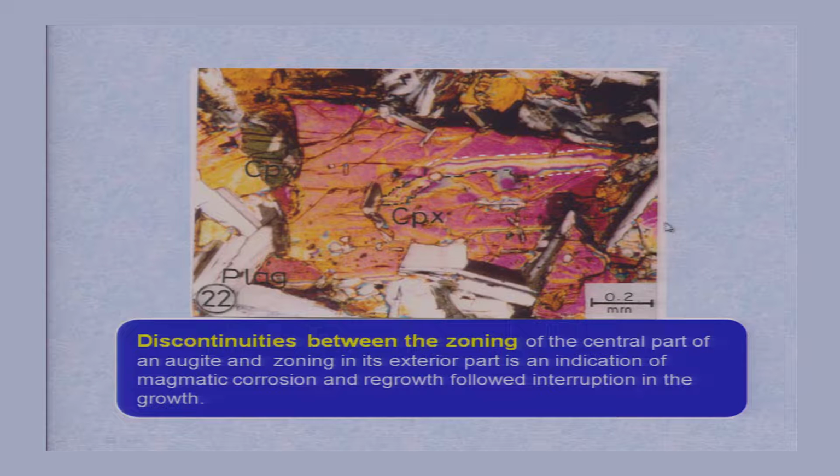CPX is better called clinopyroxene, and the most common clinopyroxene is augite. The white dotted line represents zoning of the central part of the augite, this central portion here, and zoning in its exterior part. This indicates magmatic corrosion and regrowth followed by interruption in the regrowth. So, these are the reasons attributed to the formation of such discontinuities within clinopyroxene crystals.